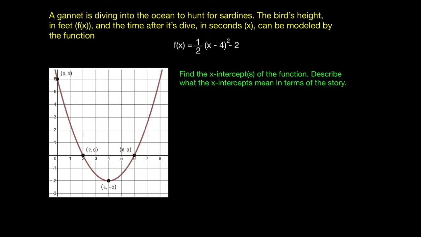A gannet is diving into the ocean to hunt for sardines. The bird's height in feet, f(x), and the time after its dive in seconds, x, can be modeled by the function f(x) = 1/2 (x - 4)^2 - 2.